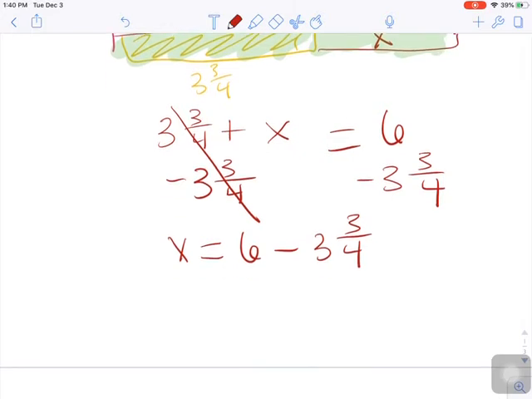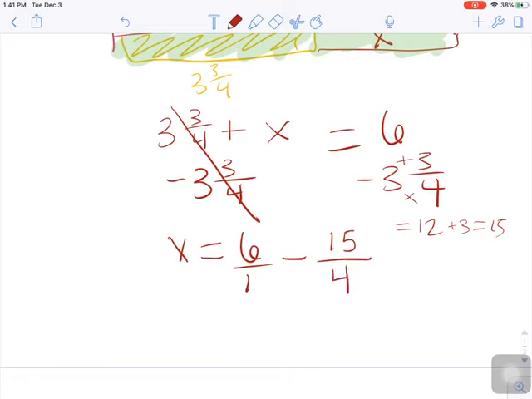Now, the first thing I'm going to do is write 6 as a fraction. So I'm going to put 6 over 1. And I'm going to turn my 3 3/4 into an improper fraction, because right now it's a mixed number. So to do that, I'm going to multiply the whole number times the denominator. So I have 3 times 4, which is 12. And then I'm going to add my numerator, which would get me to 15. And whenever I'm dealing with improper fractions, my denominator always stays the same. So I'm going to have 15/4.